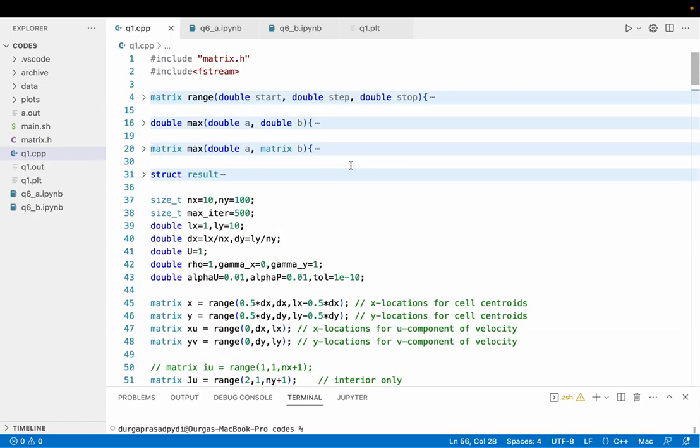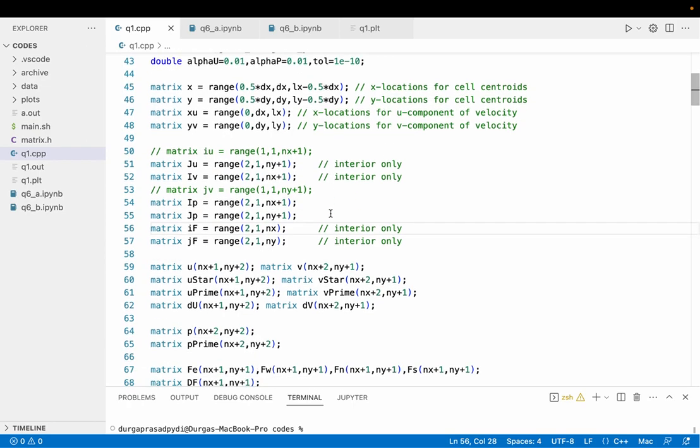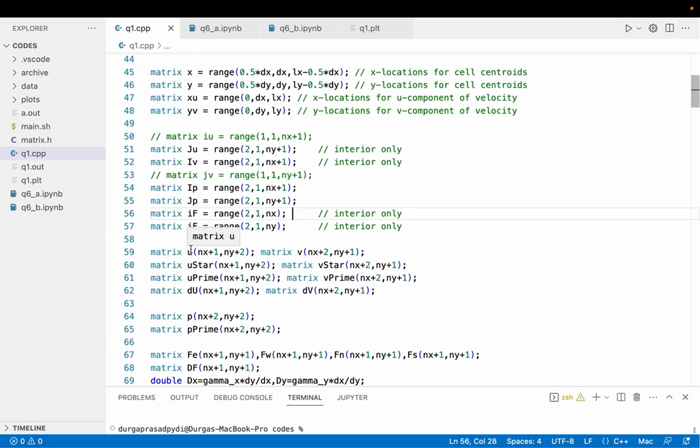I was thinking that before discussing the boundaries, now that we have just 5 minutes of time, I'll quickly go through some of this implementation. We will discuss boundaries maybe in the next session. As we have discussed, your U will be essentially an array of size nx plus 1 by ny plus 2, and V will be of size nx plus 2 by ny plus 1.